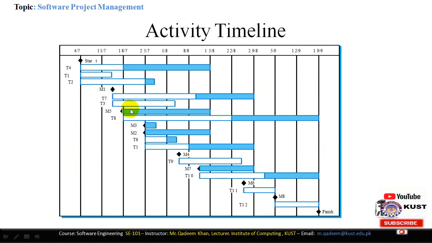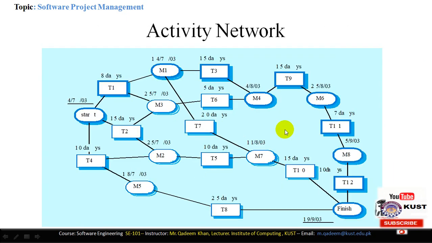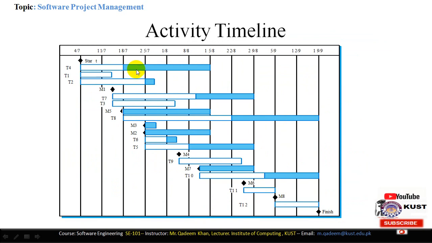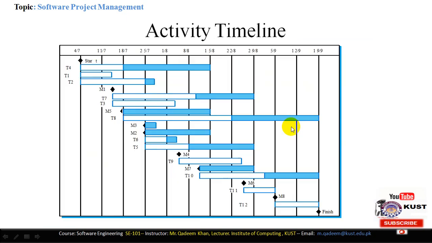This is T3. Okay. Next, T4 is an independent activity. T5 depends on T2 and T4, and milestone 2 is completed when T2 and T4 are completed. So we will see T5. T5 is in fact an activity that depends on other activities. Let us see. T5 depends on T2 and T4.